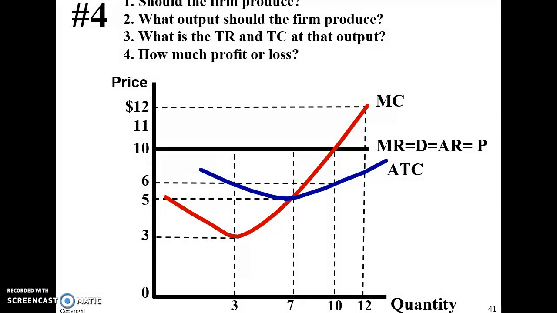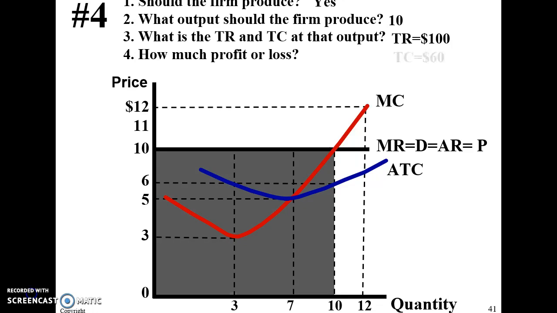Should this firm produce? It looks to me that this firm should produce, because marginal cost equals marginal revenue at an output where ATC is beneath it. So they should produce 10. The total revenue is going to be 100. Total cost looks like it's going to be 60. And so profit is going to be 40.